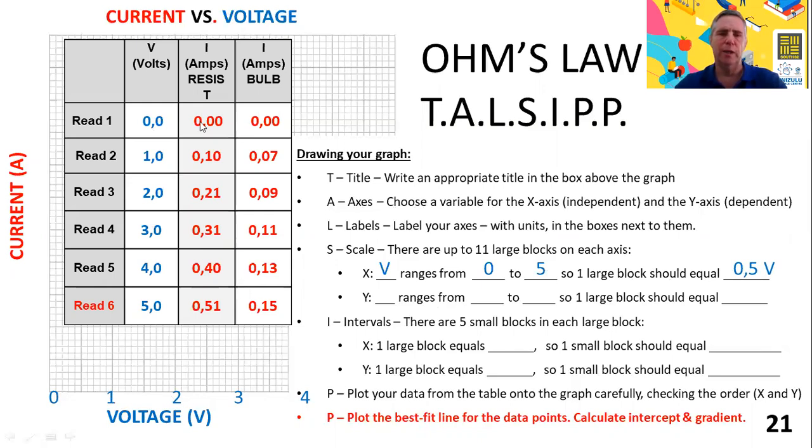Now, you'll see that the current readings are very different. They're about 10 times smaller. So we need to put there that on the y-axis, current ranges from 0 to 0.5.